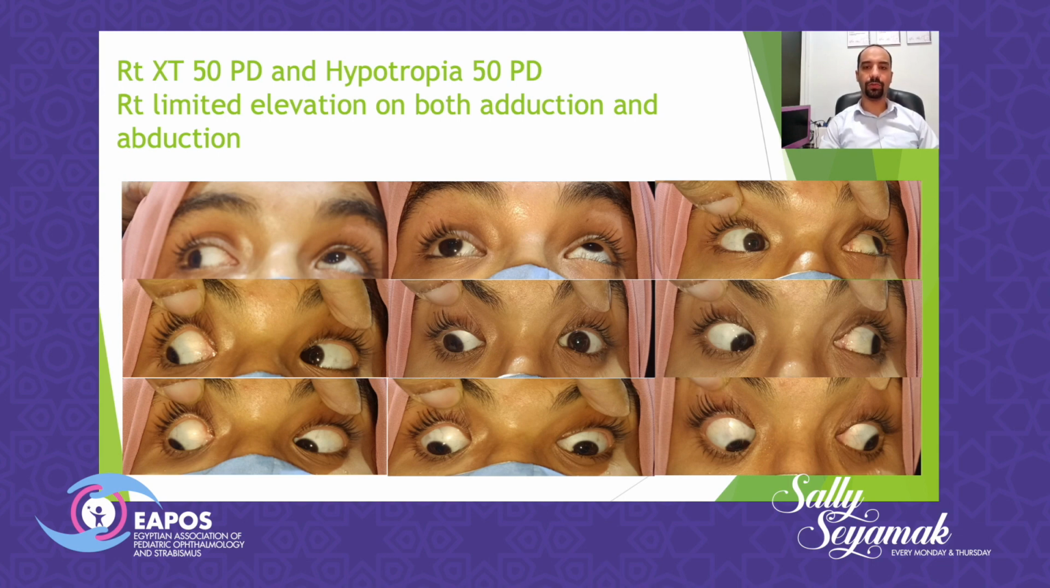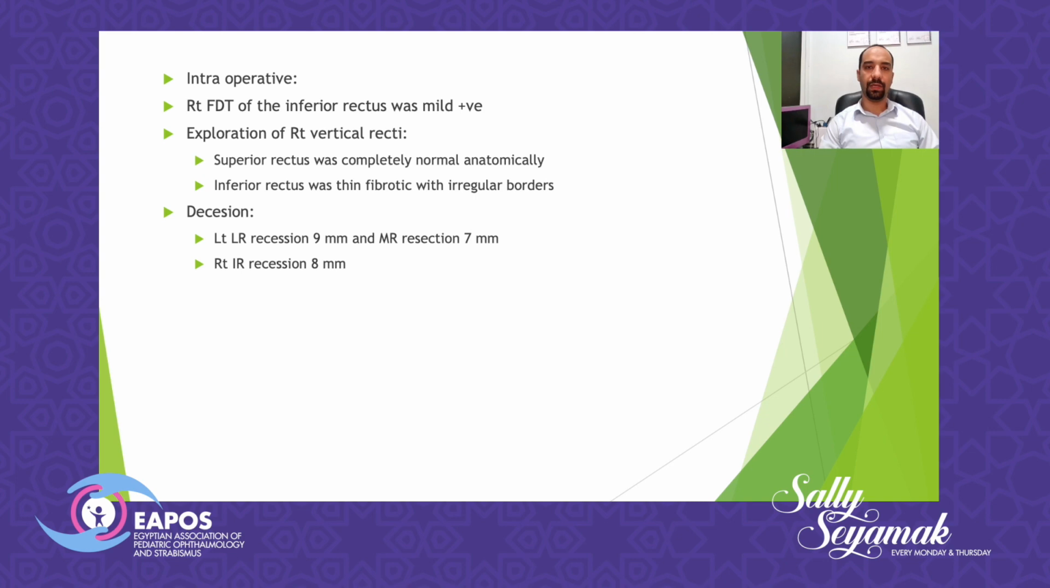Orbital imaging was normal. In the first step, the right forced adduction test was mildly positive for the inferior rectus. Exploration of the right vertical recti showed an anatomically normal superior rectus, but the inferior rectus was thin and fibrotic with irregular borders. I decided to do left lateral rectus recession and medial rectus resection to correct the exotropia, and right inferior rectus recession 8 millimeters.